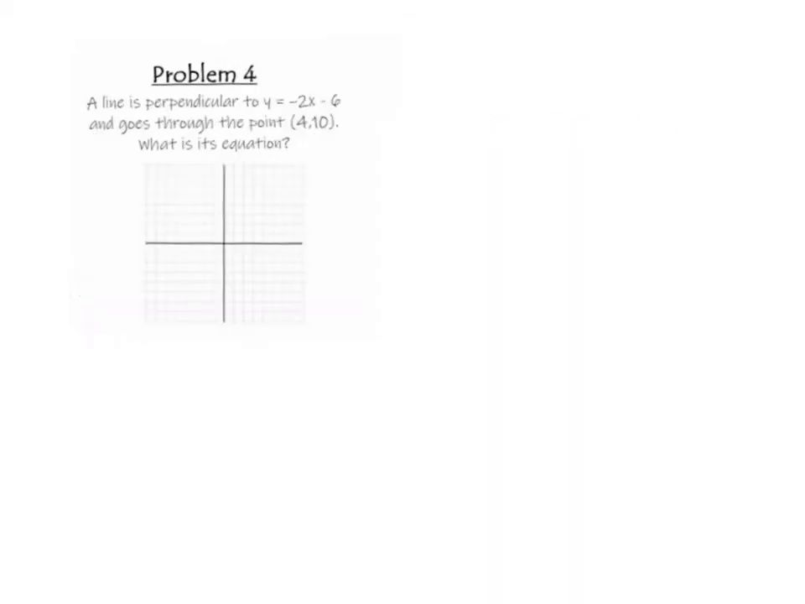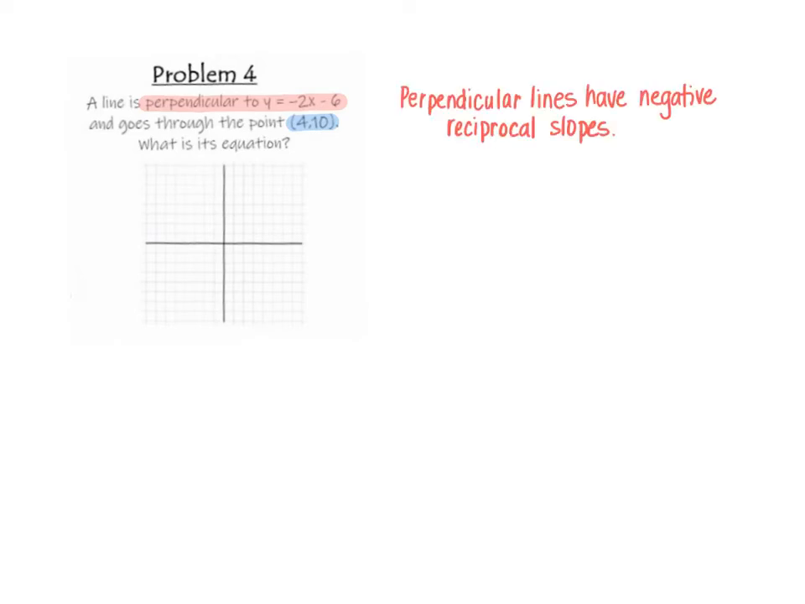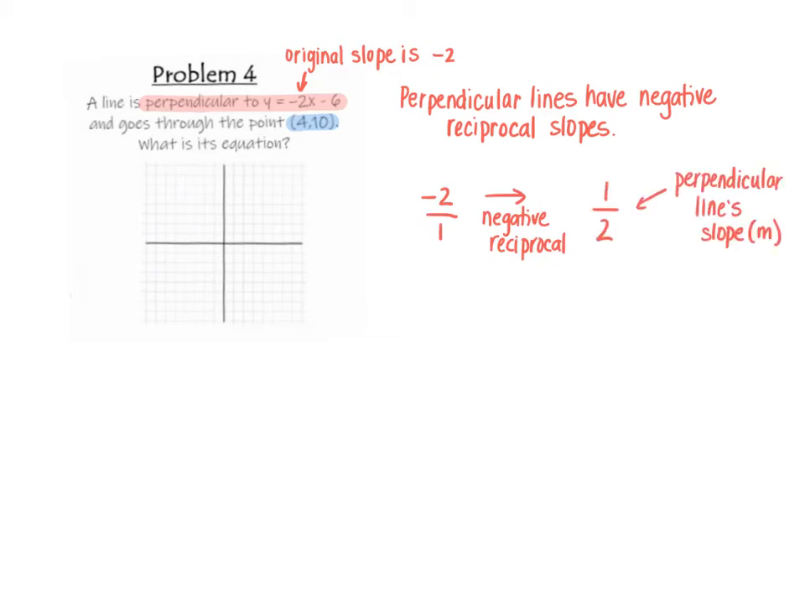In this problem, we are told that a line is perpendicular to y equals -2x minus 6 and goes through the point (4, 10). We're asked to determine its equation. We know that perpendicular lines have negative reciprocal slopes. So if the original line has a slope of -2, our perpendicular line will have a slope of 1 over 2. We can use this slope and the point to find the b value.